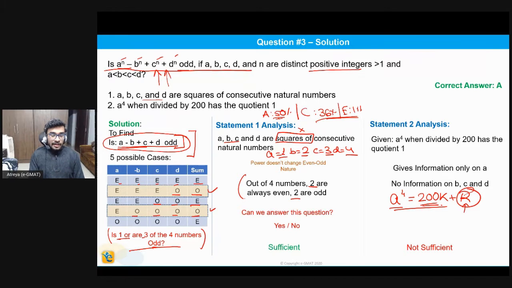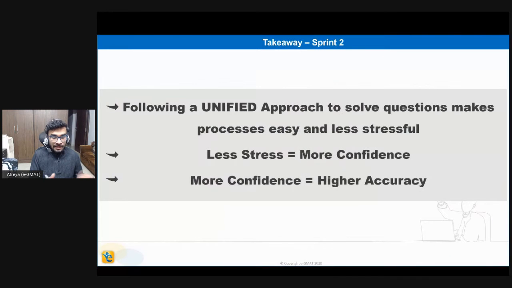Right, so I hope all these 10 questions, the four warm up, the three in sprint one, and the three in sprint two are clear to all of you. And if you want to take a deep dive, we'll suggest that. But before that, let's learn the key takeaways.